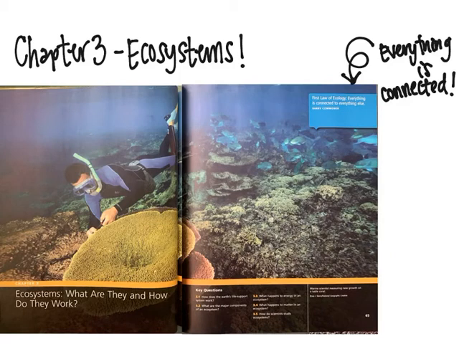Hello and welcome to chapter 3 where we're talking about ecosystems, what they are and how they work. So know that an ecosystem is taking a look at living organisms and how they interact with the living and non-living parts of their environment.